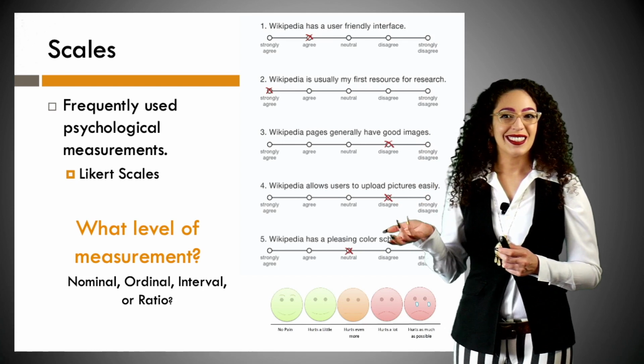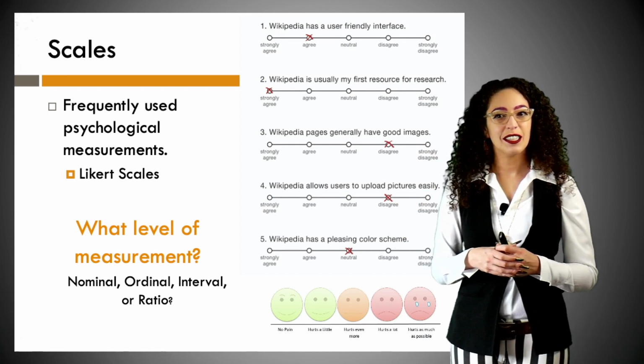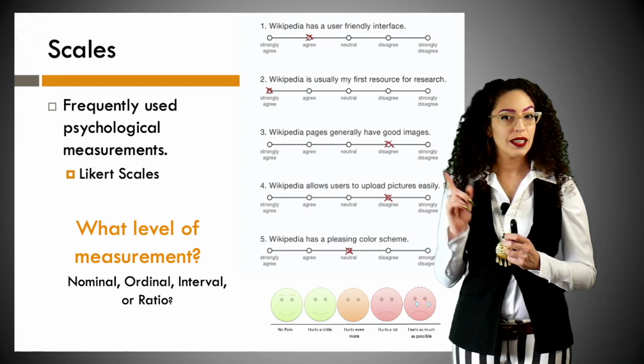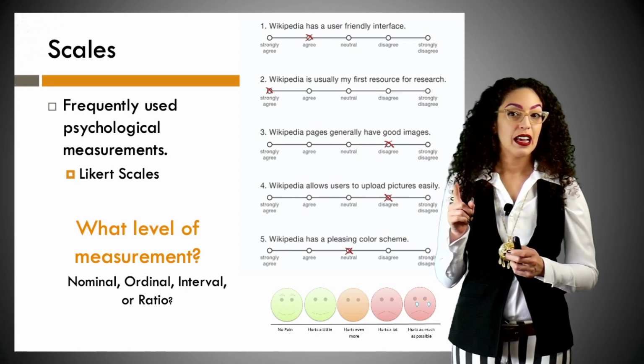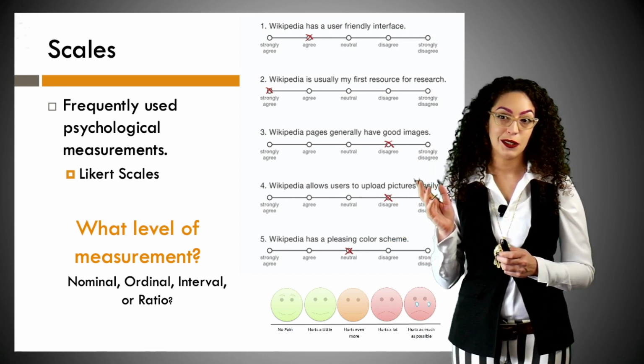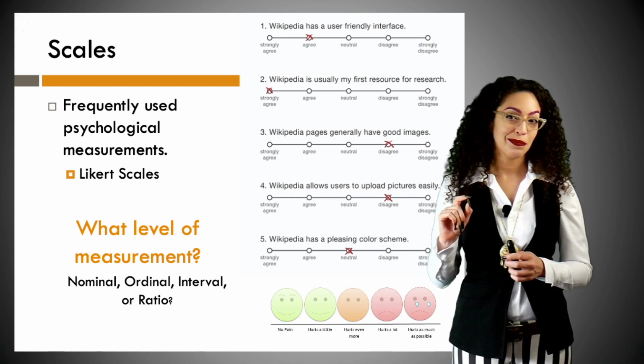So with the scales again, frequently used psychological measurements, Likert scales, what level of measurement are they? As far as answering on a test question, should you answer nominal, ordinal, interval, or ratio?